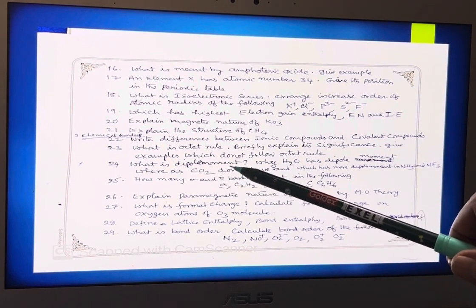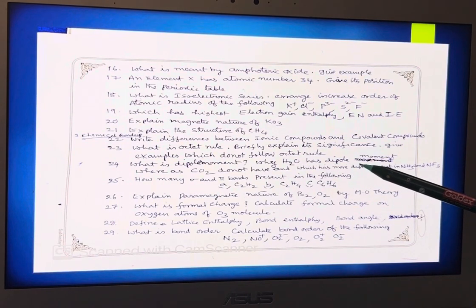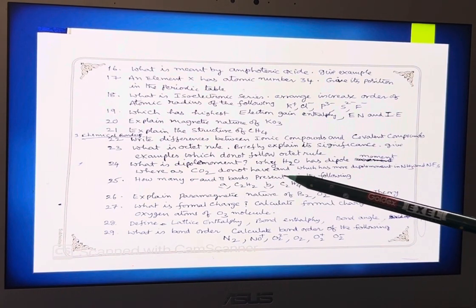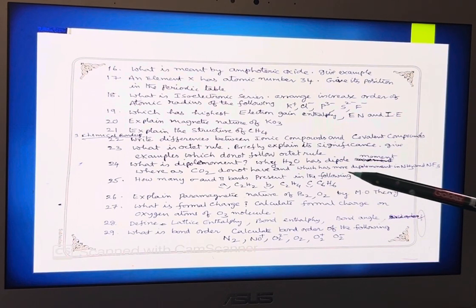What is dipole moment? Why does H2O have a dipole moment, whereas CO2 does not have, and which has more dipole moment out of NH3 and NF3. So, these are the questions. Why does H2O have a dipole moment, but CO2 has no dipole moment? CO2 is linear, so it has no dipole moment. You have to explain that.